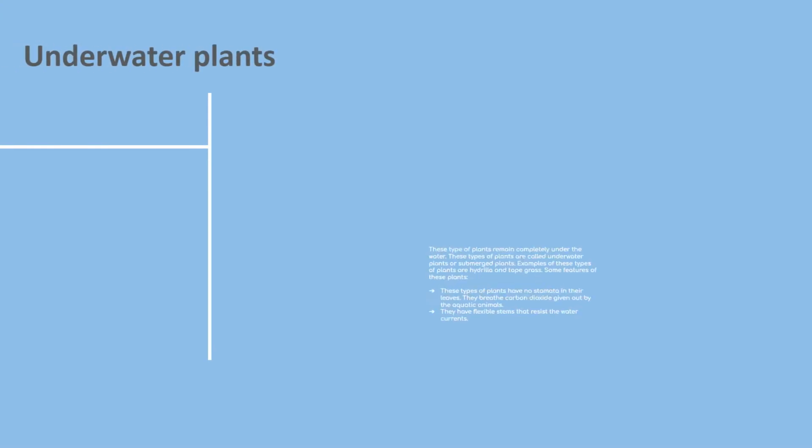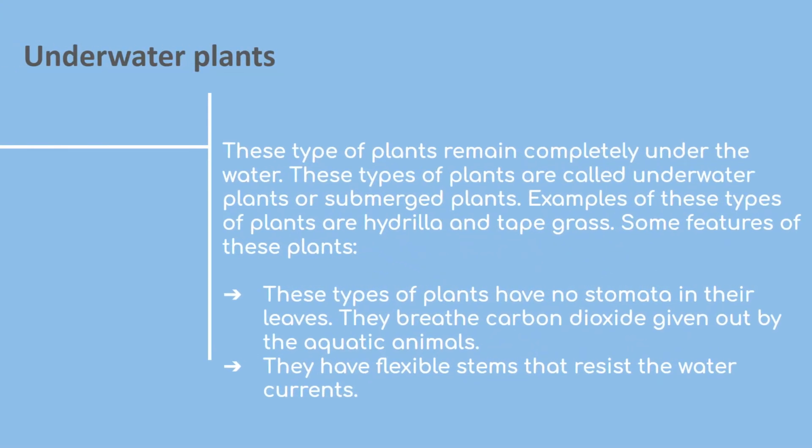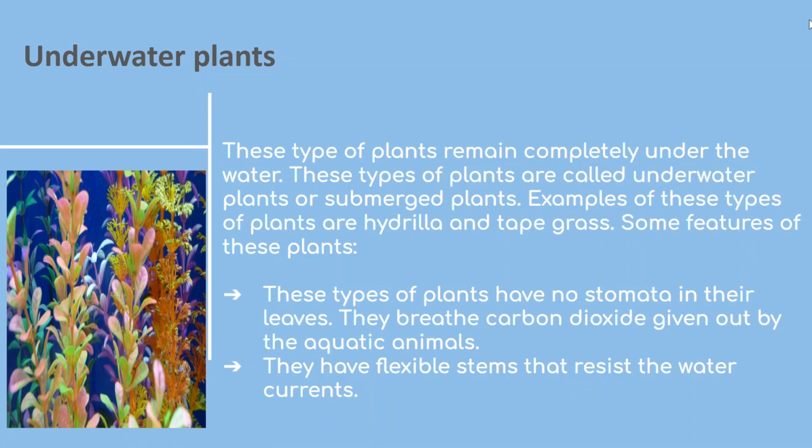Underwater plants. These types of plants remain completely under the water. These types of plants are called underwater plants or submerged plants. Examples of these types of plants are hydrilla and tape grass. Some features of these plants: they have stomata in the leaves. They take in carbon dioxide given out by aquatic animals. They have a flexible stem that resists the water currents. This is the picture of an underwater plant.